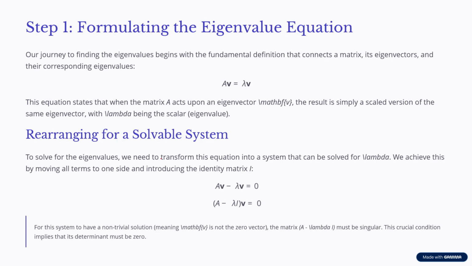So let's formulate the equation. We start with this equation, and we'll bring everything to one side. We know that if we multiply any vector by the identity matrix, we get the same vector, right? So we can multiply by the identity matrix once we bring lambda v to the left side. This equation can have non-zero solutions for v only if the matrix, this part, is singular, which means that its determinant must be zero for this equation to be satisfied.